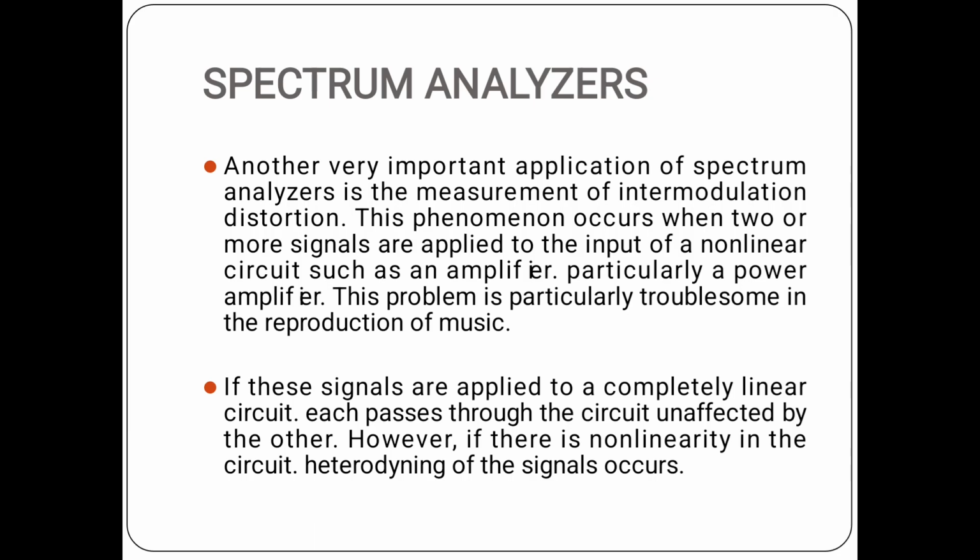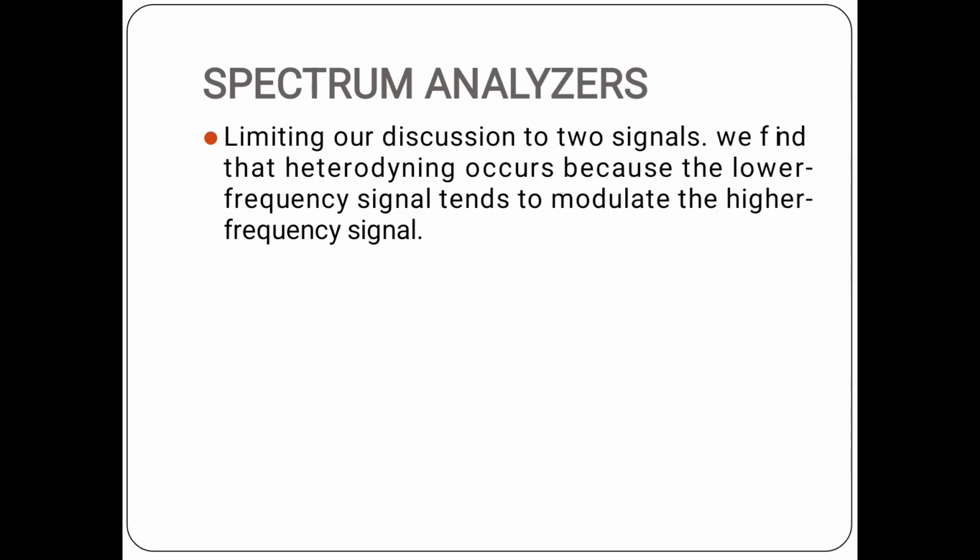Another very important application of the spectrum analyzer is the measurement of intermodulation distortion. This phenomenon occurs when two or more signals are applied to the input of a nonlinear circuit, such as an amplifier, particularly a power amplifier. This problem is particularly troublesome in the reproduction of music. If the signals are applied to a completely linear circuit, each passes through the circuit unaffected by the other. However, if there is non-linearity in the circuit, heterodyning of the signals occurs.